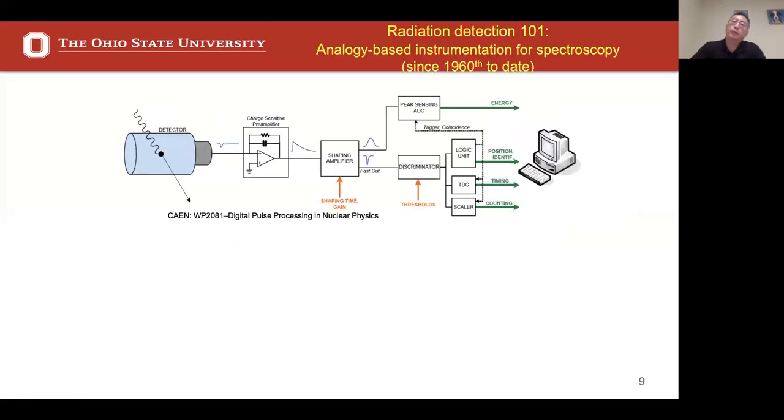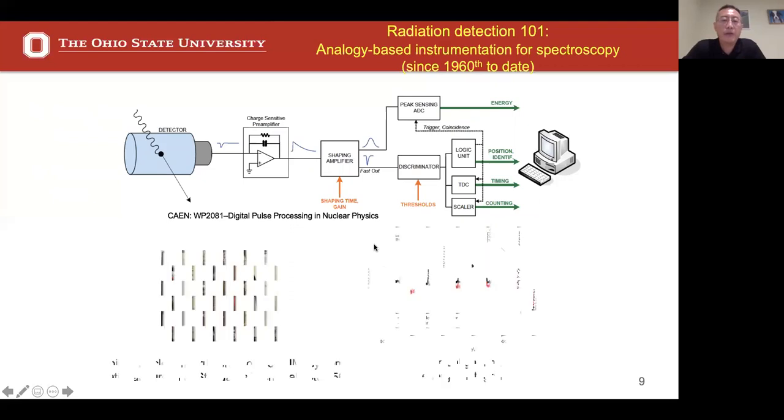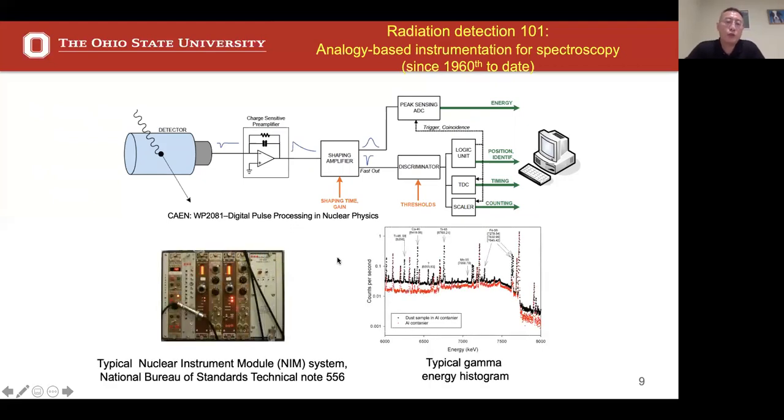So before I go on to talk about the results of our research, I just want to touch base on the instrumentation. This is the very typical analog-based instrumentation for radiation detection and signal processing. You have the radiation producing charge, producing current, converted into a voltage, then you process this voltage, right? So this is a very traditional way of doing it.